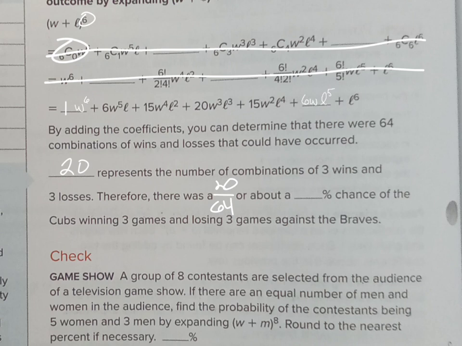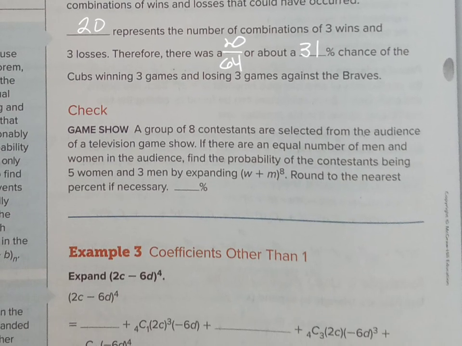So then a 31% chance of them winning 3, losing 3. Which again would be by far the most likely outcome in this situation, right? There's 20 of them. It's the middle term. Is that okay? You want to do another one of these? Okay.